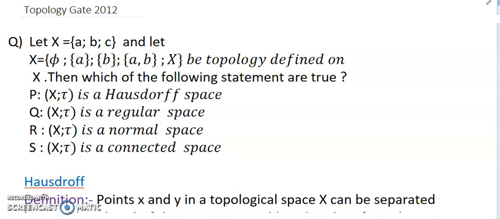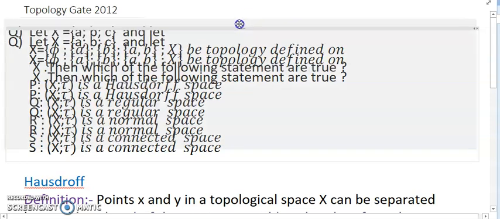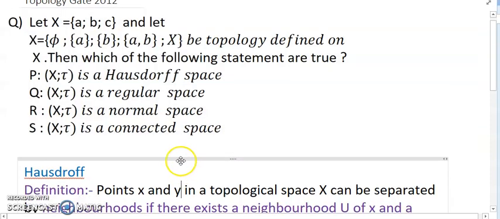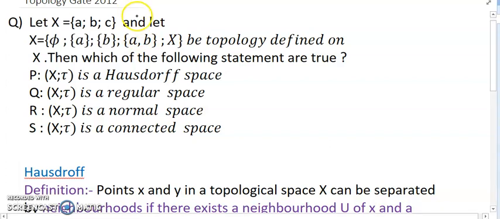Today's discussion is topology, GATE 2012. Let X equals {a, b, c} and let τ equal {φ, {a}, {a, b}, X} be a topology defined on X. Then which of the following statements are true? P: (X, τ) is a Hausdorff space. Q: (X, τ) is a regular space. R: (X, τ) is a normal space. S: (X, τ) is a connected space.